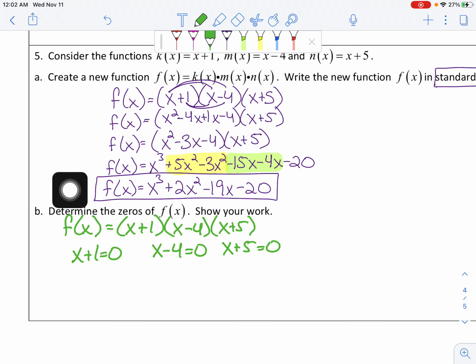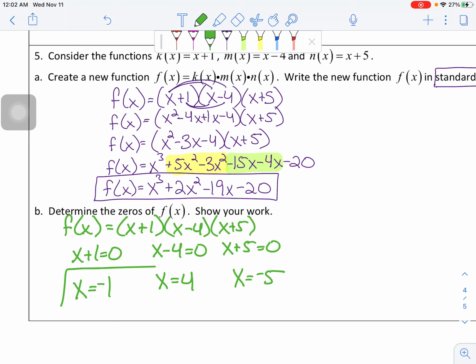Okay, so you are not going to be able to do this from this standard form format, so go back to the original problem. So this is going to be x is equal to negative 1, x is equal to positive 4, and x is equal to negative 5.